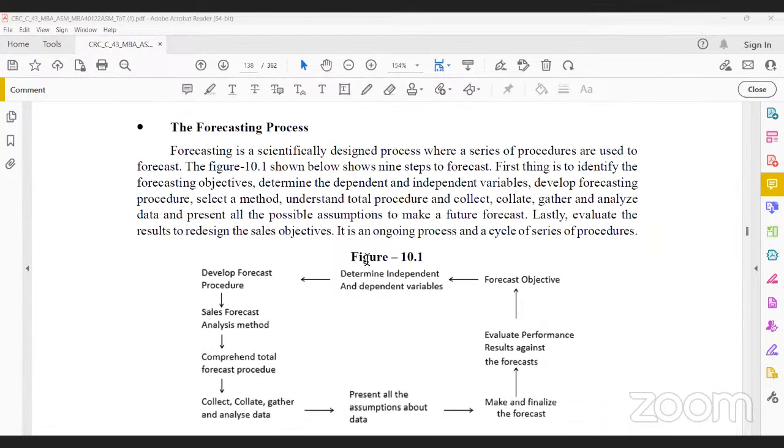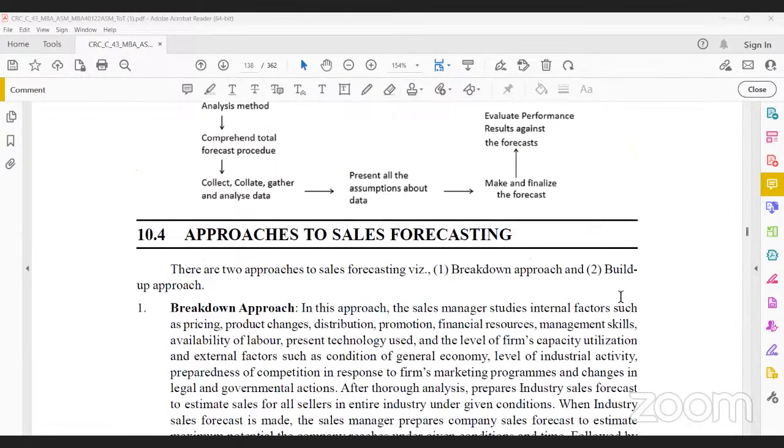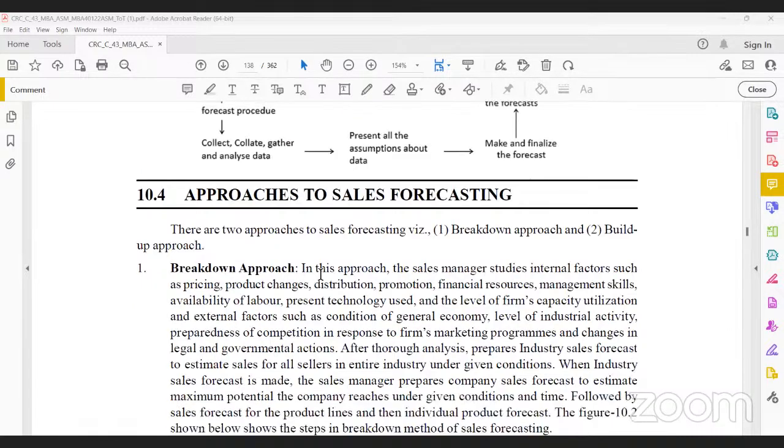So the forecasting process, how are they forecasting? First they develop the procedure, determine independent policy, determine independent and dependent variables, and forecast objectives. Now, what are the different approaches to sales forecasting? Based on the sales forecast, the companies are going to produce the products, and the product or service will be ready. But what kind of approach is required? Based on certain approaches, the company has to forecast the market and its sales.